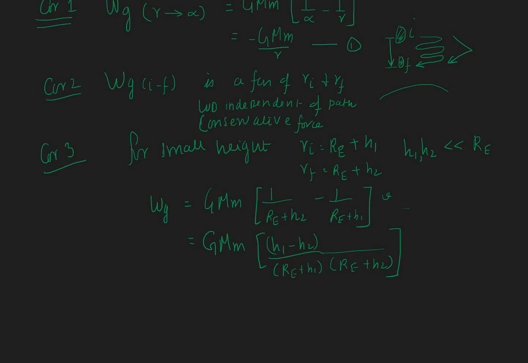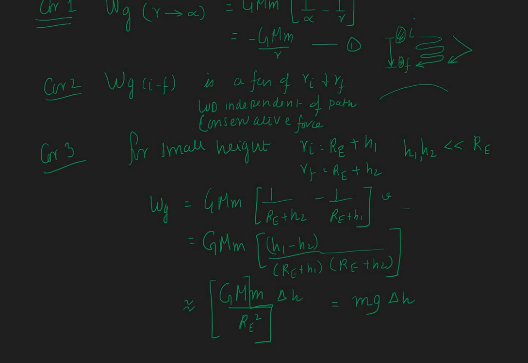Now, since the height is very small, we can approximate this as GMm times delta H by Re squared, and your GM by Re squared is a constant. This quantity is a constant. This is the value of gravitational force near Earth, so you can say that at Earth it's mg delta H. So for small height, mg delta H is an approximation.